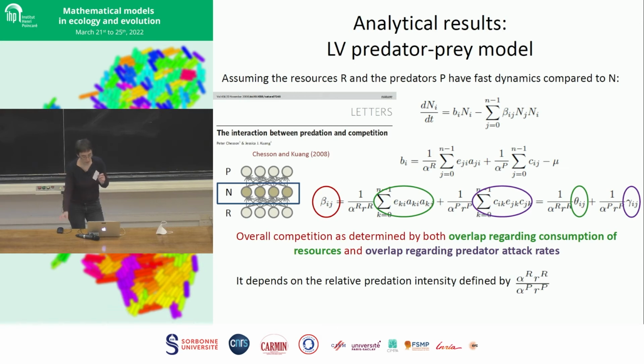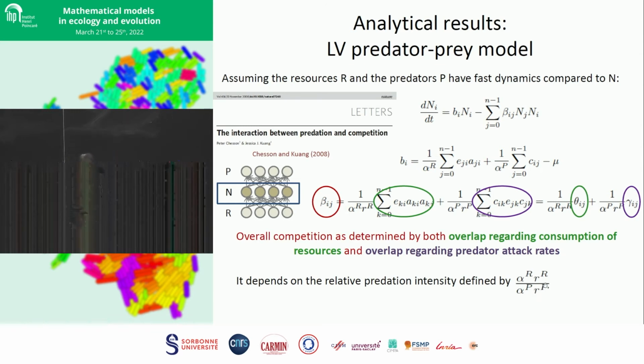Okay. And you can see also that there is an additional term here that is called by Chesson and Kwong the relative predation intensity, meaning that this overall competition depends both on whether the N species have a similar consumption of resources, but as well they have similar predators, and the relative strength of these two depends on the ratio of the growth and the intraspecific competition of the resources and the predator. Okay, so that's the main result here.